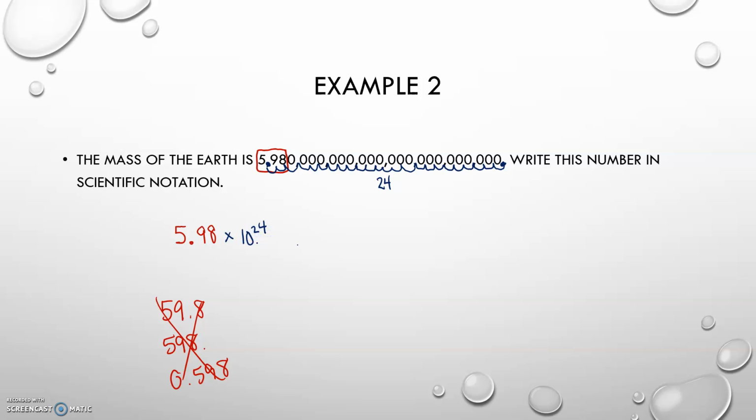Why do you think it's times 10? What does multiplying by 10 mean? If you think about it, 3 times 10 is 30. So basically, I just moved that decimal place 1 to the right. Anytime I multiply by 10, I'm moving the decimal place. And so this is saying move the decimal place 24 times. That's why we always have it multiplied by 10.